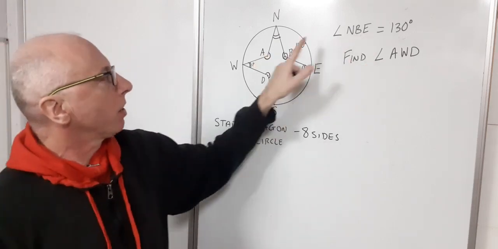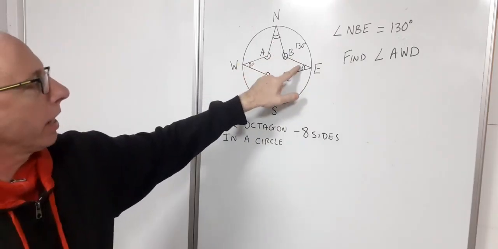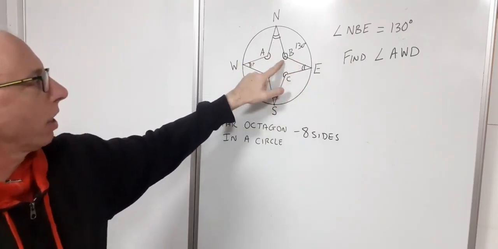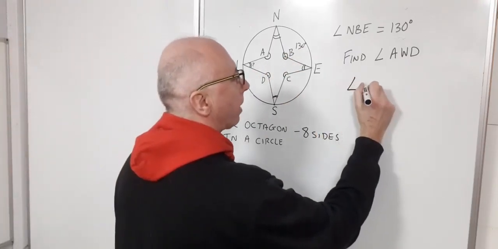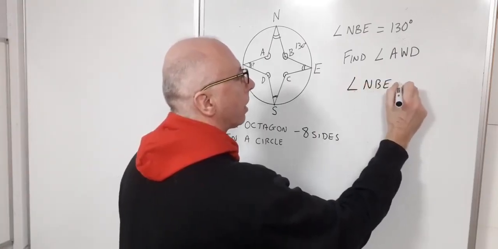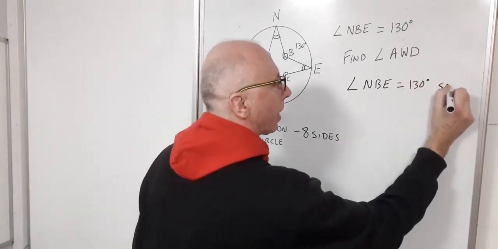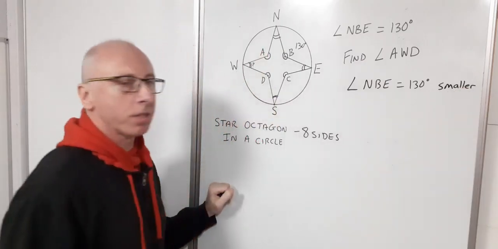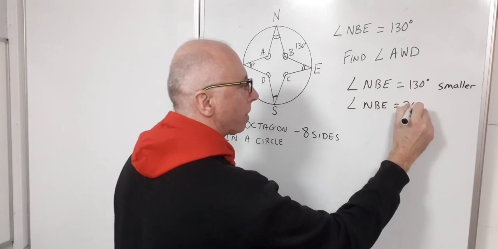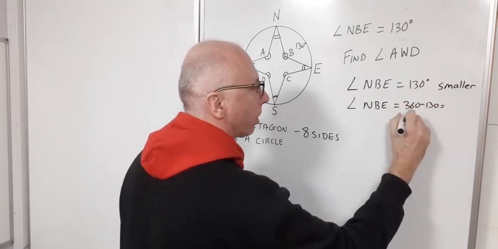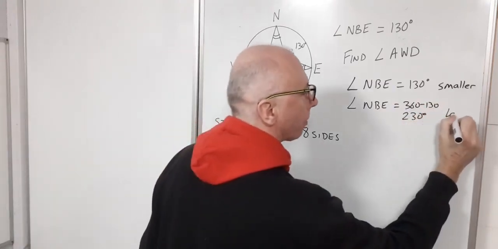So angle NBE is 130. So we can see that also angle NBE, its superior angle, i.e. on the outside, that one is going to be 360 minus 130. So if I write angle NBE equals 130 degrees, that's on the smaller angle. So I'll write that smaller. So on the outside, angle NBE equals 360 minus 130, which equals 230 degrees. And that would be the superior angle, or the larger.